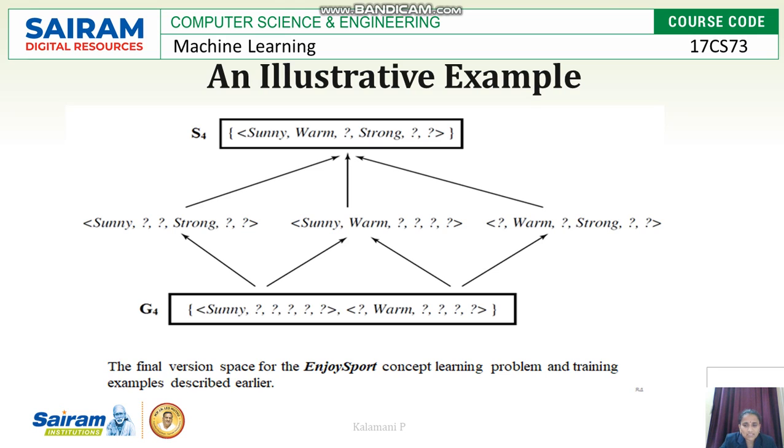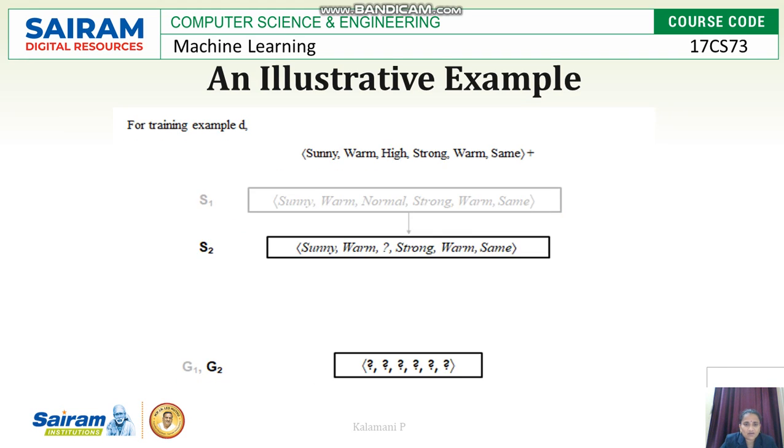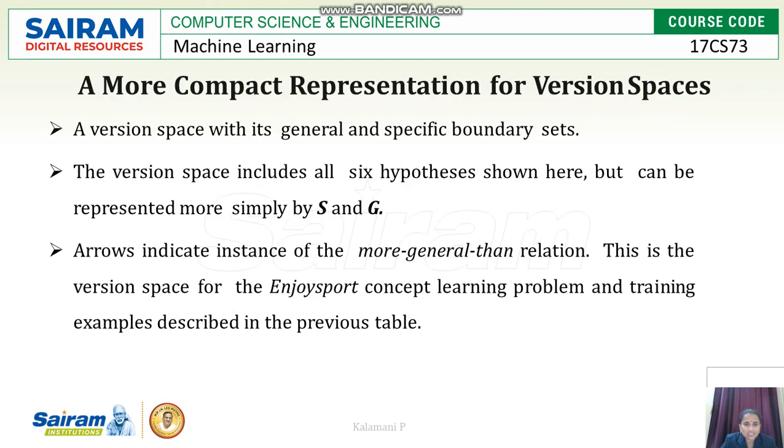Okay, so the main difference between the Find-S algorithm and candidate elimination is that Find-S will consider only positive training examples. Here we are going to consider both positive and negative. There we move from specific to general hypothesis. Here both are happening, specific to general as well as general to specific. So this is the candidate elimination algorithm.